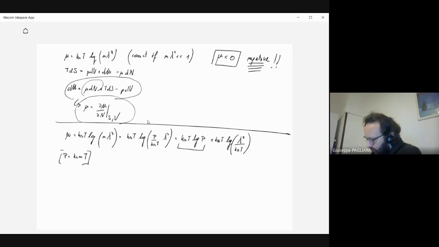For reasons that will be clear, maybe not today, but next time, it is useful to introduce a quantity here that is called chi, which is just a function of temperature, as you can see, because you have T here and the lambda contains just the temperature. This quantity chi is called the chemical constant.